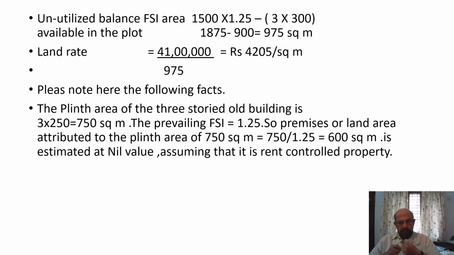Please note here the following facts. The plinth area of the 3-story building is 3 into 250 is equal to 750 square meter. The prevailing FSI is 1.25. So, premises or the land area attributed to the plinth area of 750 square meter is 750 divided by 1.25 is equal to 600 square meter. Is estimated at nil value assuming that it is uncontrolled property.